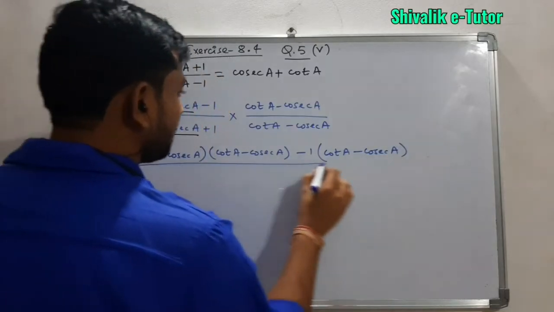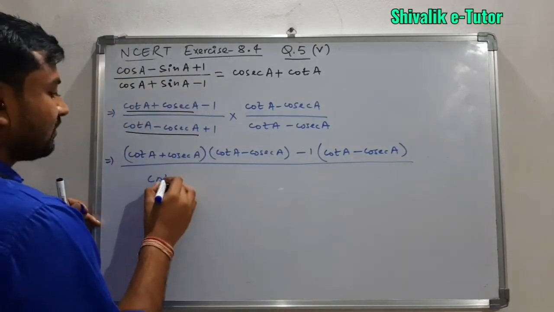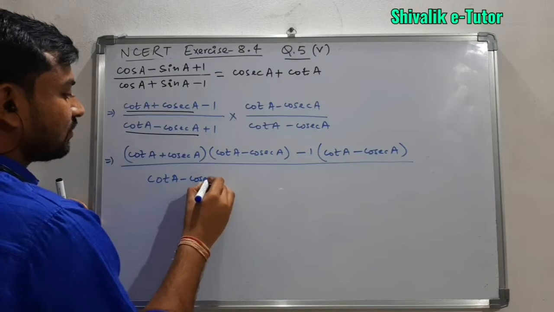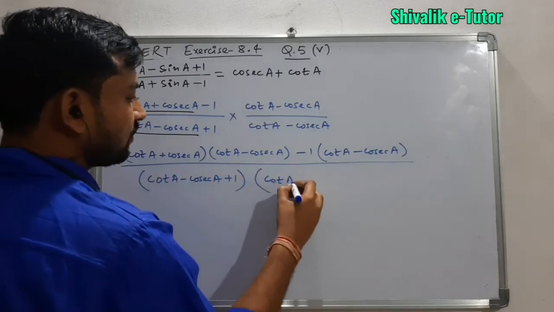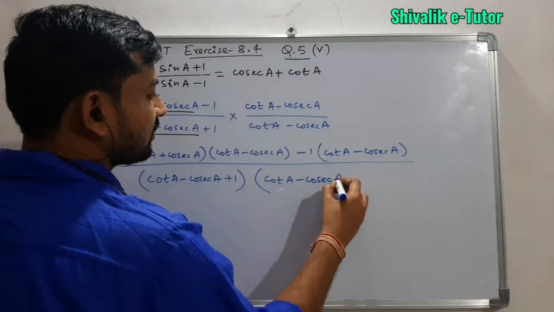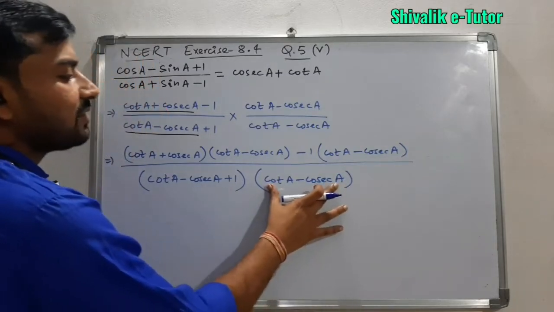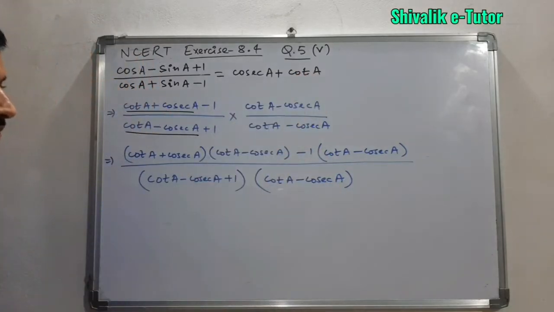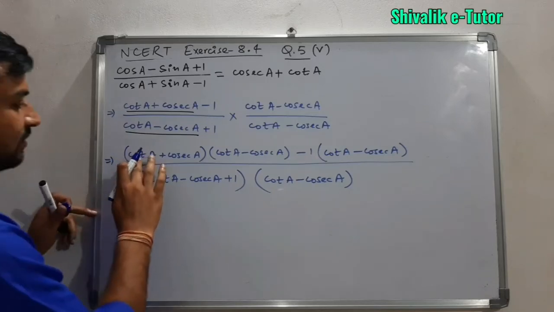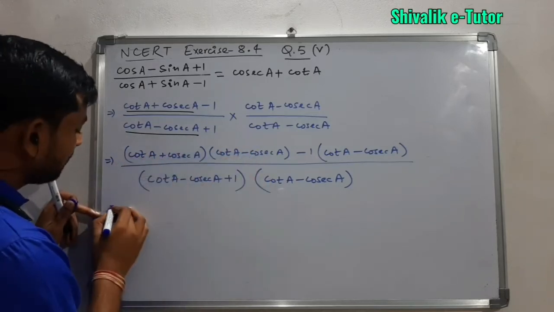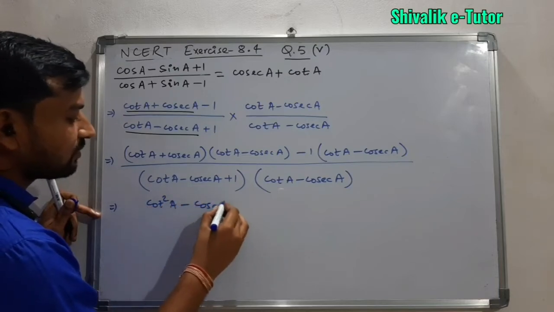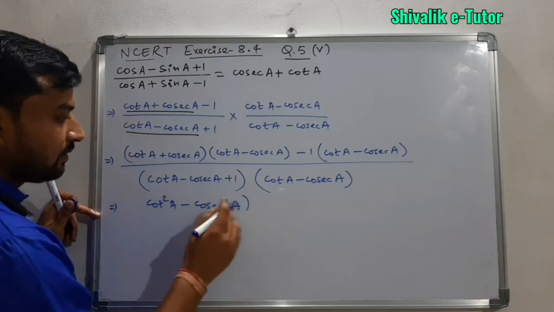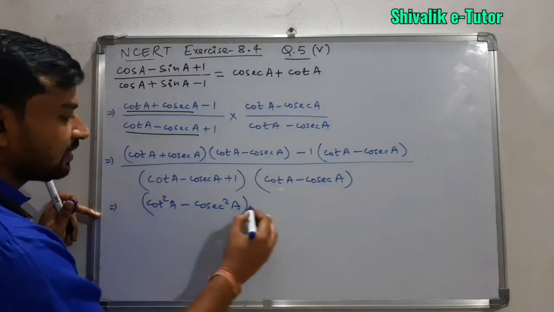This is the numerator part, and denominator we can keep as it is, cot A minus cosec A plus 1 multiplied with cot A minus cosec A. Somehow we will be needing this result as it is in the numerator, so we will concentrate on the numerator first. Now look at this. This is cot A plus cosec A, cot A minus cosec A. तो ये क्या आएगा, cot square A minus cosec square A. This is the result which we are getting here.